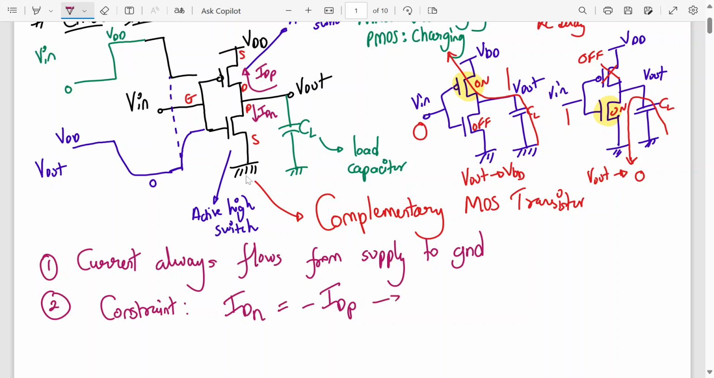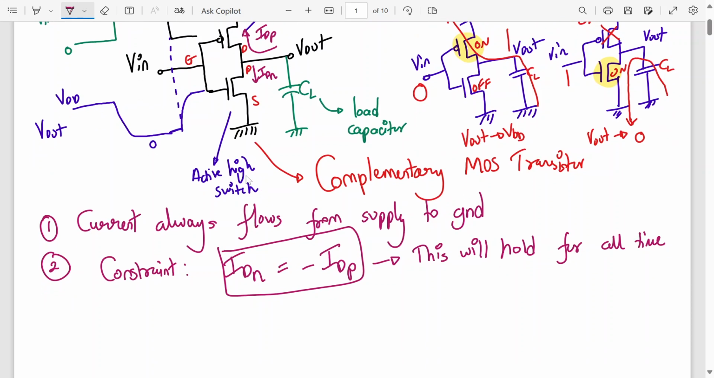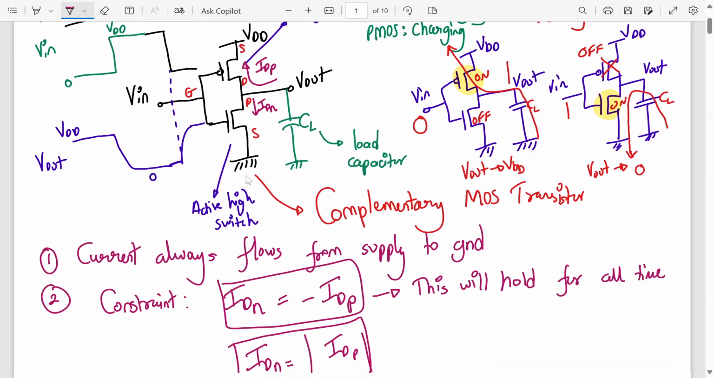So this should hold, or this will hold for all time. Okay? Of course, in literature they write it as IDN is mod of IDP. So the magnitudes are same, but direction is different. Okay, so this is one of the constraints. Now tell me the other constraints.